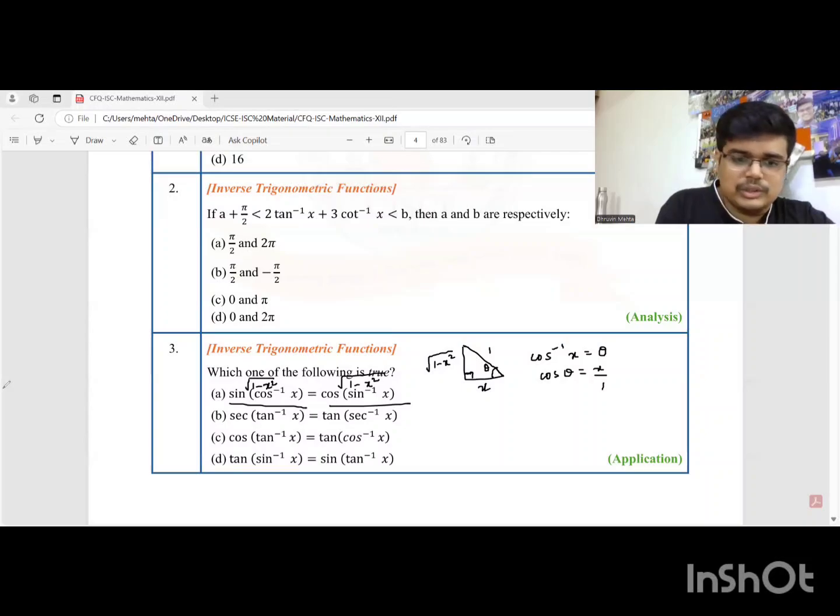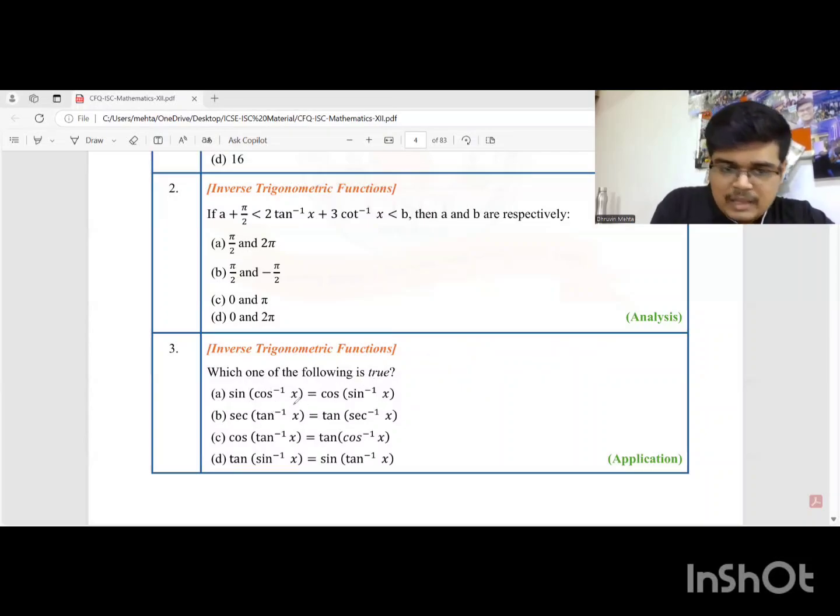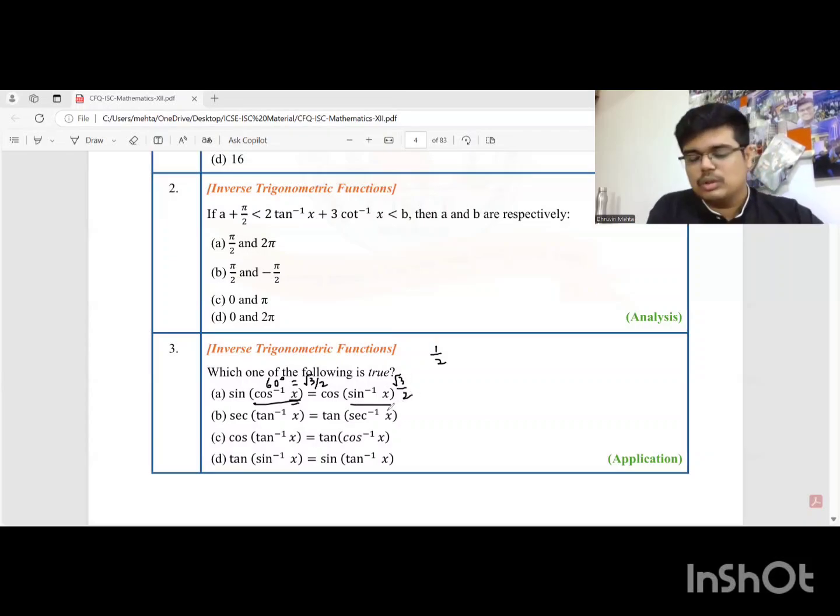Another way of looking at it, students, is you can just take a random example. That random example can be any number. Let's say x is half, for example. If x is half, students, cos inverse half is 60 degree or pi by 3. And sine of 60, students, is root 3 by 2. So the LHS is root 3 by 2. For the RHS, you take x as half. Sine inverse half, students, is again 30 degree. And cos 30 is again root 3 by 2.